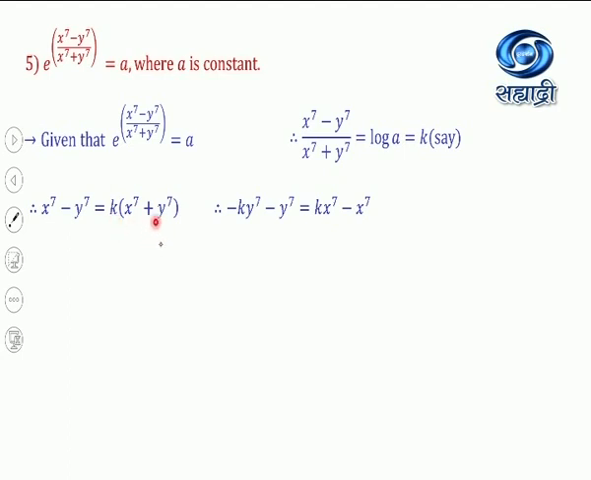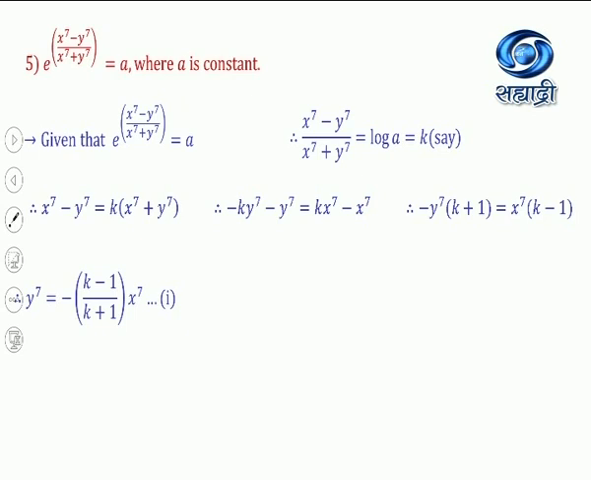Now take this second term, K into Y raised to 7, on left hand side, and take this X raised to 7 on right hand side, we get this. And now here, minus Y raised to 7 is common, can be taken out. In bracket we write K plus 1. Similarly here, X raised to 7 is common, can be taken out. In bracket we write K minus 1.